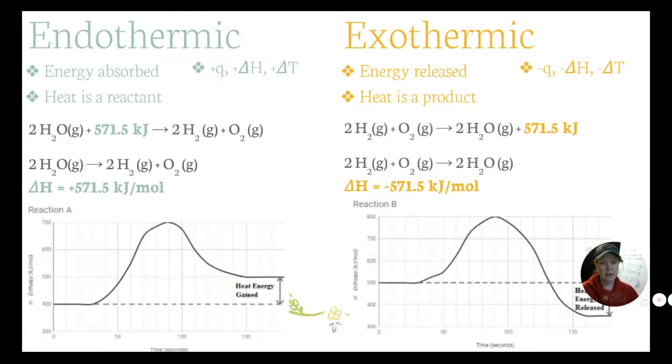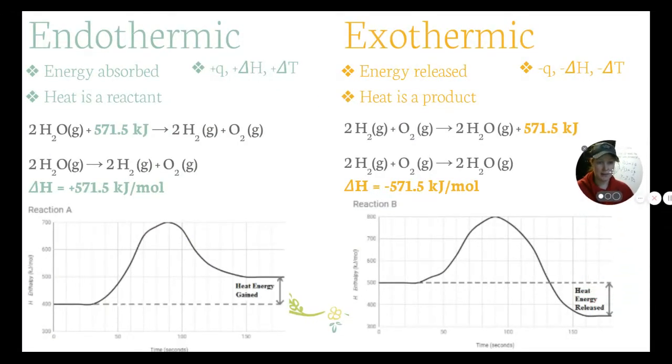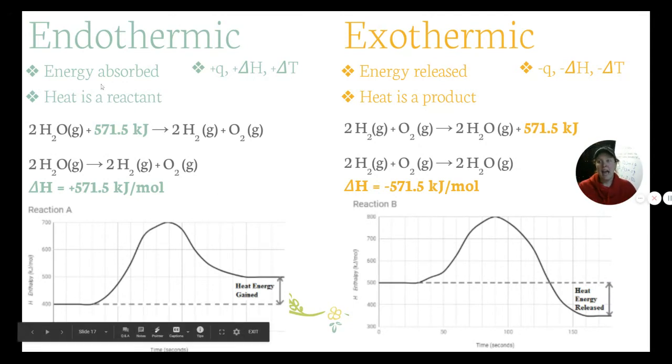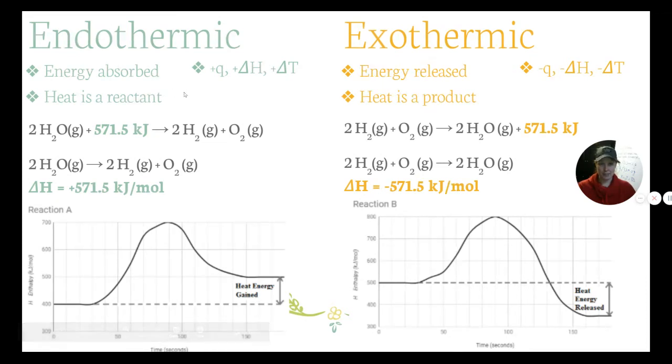So in summary, the difference between exothermic and endothermic, so this kind of dips into the previous video a little bit, but remember, endothermic reactions, energy has been absorbed. Heat is a reactant. It's one of those ingredients that we add into the recipe we need in order to create our products. Endothermic reactions have a positive Q value, heat, a positive delta H value or change in enthalpy, and a positive delta T value or change in temperature.